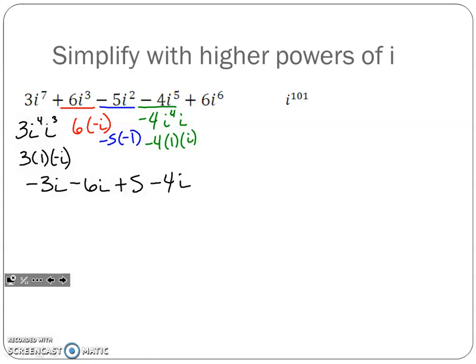And then my last one is a plus 6i to the sixth. So that's a 6 times i to the fourth times i squared. So 6 times 1 times negative 1 gives me a negative 6. So my first step when I'm dealing with these, with all these i's up there with exponents, is I have to rewrite all of those. For your final answer, your i cannot have an exponent, because remember our final answer for all these has to be written in the form of a plus bi. So I can't have an exponent on that i for my final answer.